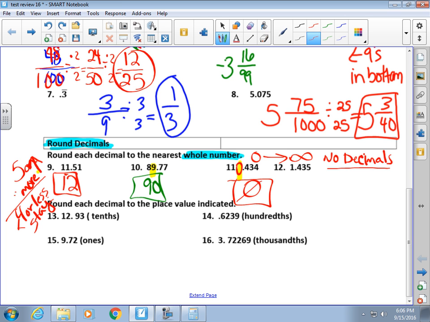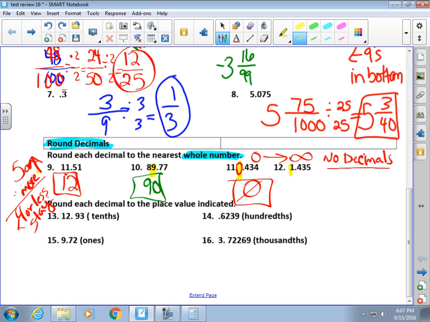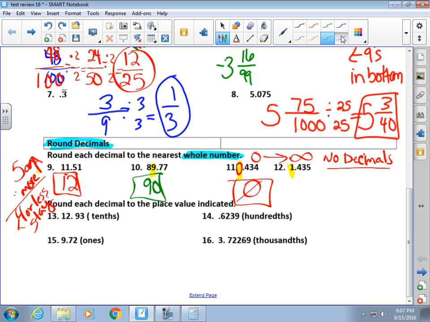Number 12. Looking at the 1, remember, 5 or more, you go up. 4 or less, you stay. So this is a 4, so this is 1.